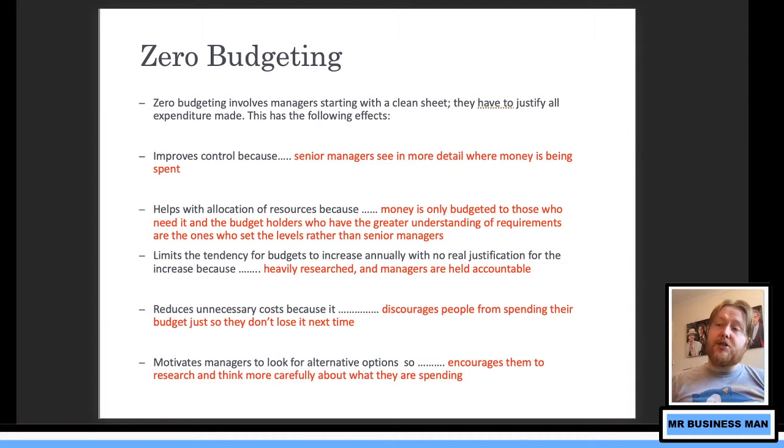So it helps with the allocation of resources, because money is only budgeted to those who need it, and the budget holders who have greater understanding of requirements are the ones who set the levels rather than senior managers. So they can be good. It just depends on how we allot these things, who we are giving the ability to set these budgets for and release money and things like that.